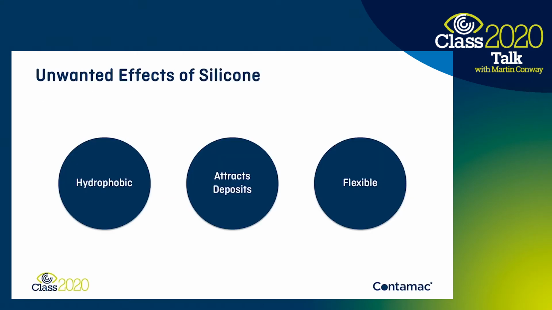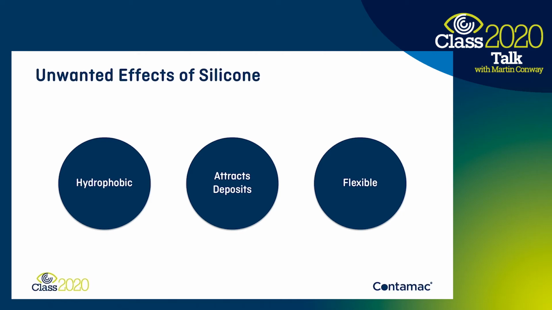Unfortunately, silicon has some unwanted side effects in as much that it is basically hydrophobic. It repels water, whereas mostly with a contact lens we want to use hydrophilic monomer. By introducing silicon, we introduce a hydrophobic element and an element within the lens that's actually going to encourage drying. And this drying can attract deposits on the surface of the lens, so we need to counteract that in some way.